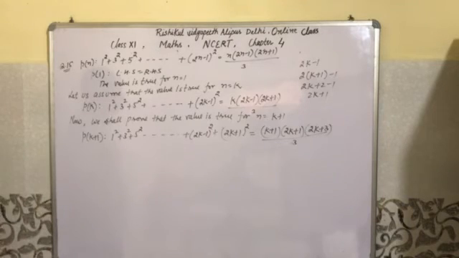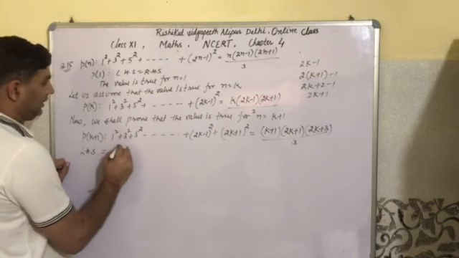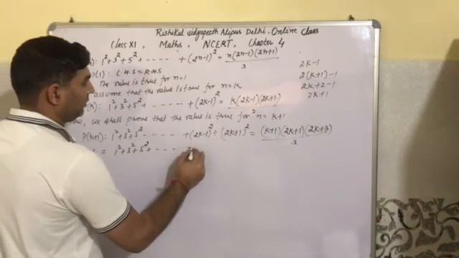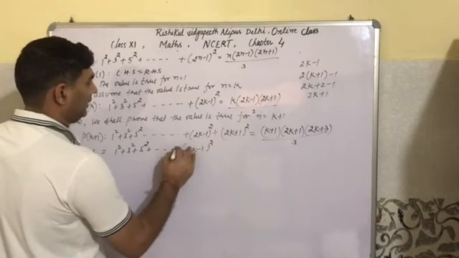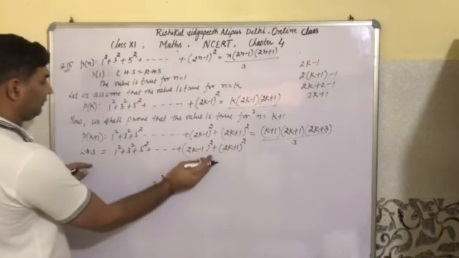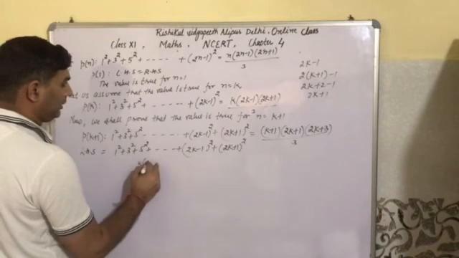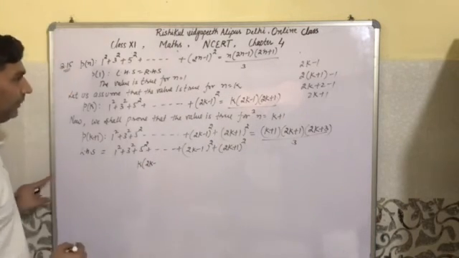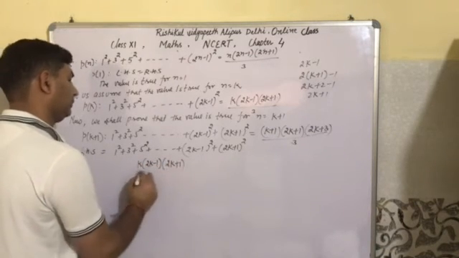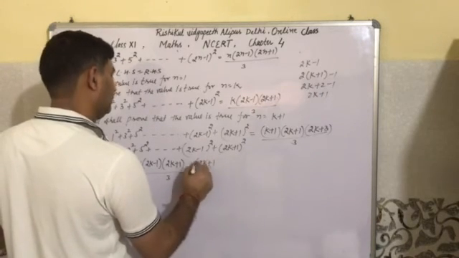Use P of k. Then left hand side: 1 square plus 3 square plus 5 square and so on up to 2k minus 1 square and plus 2k plus 1 square. Use this value of P of k, and P of k is k into 2k minus 1, this 2k plus 1 over 3, plus 2k plus 1 whole square.